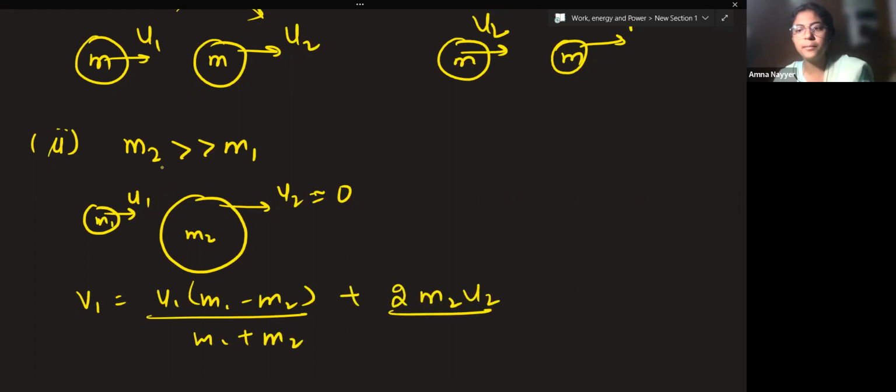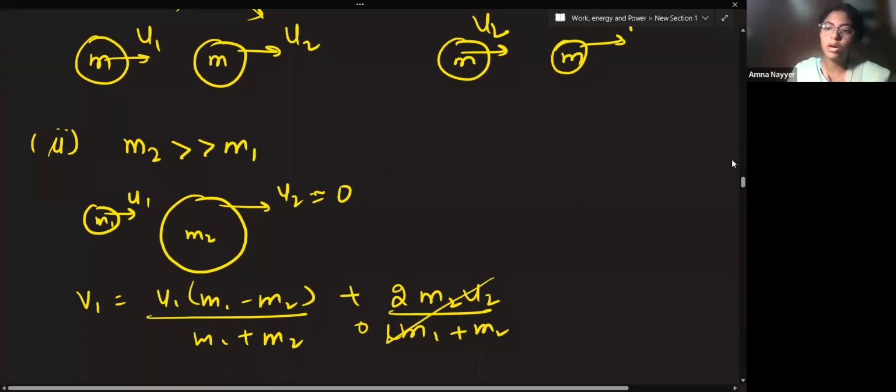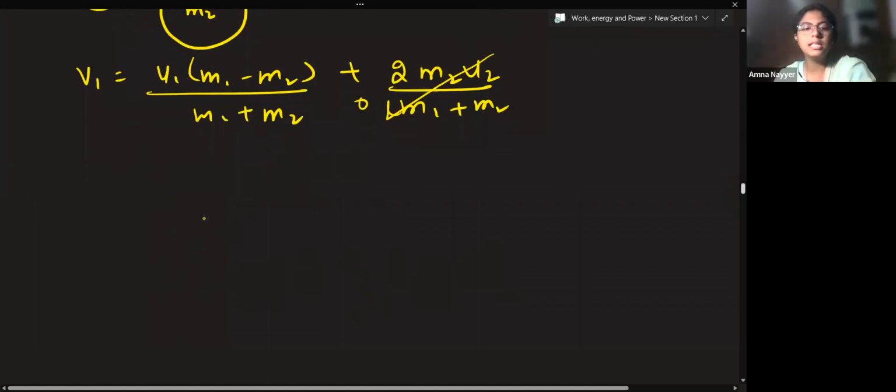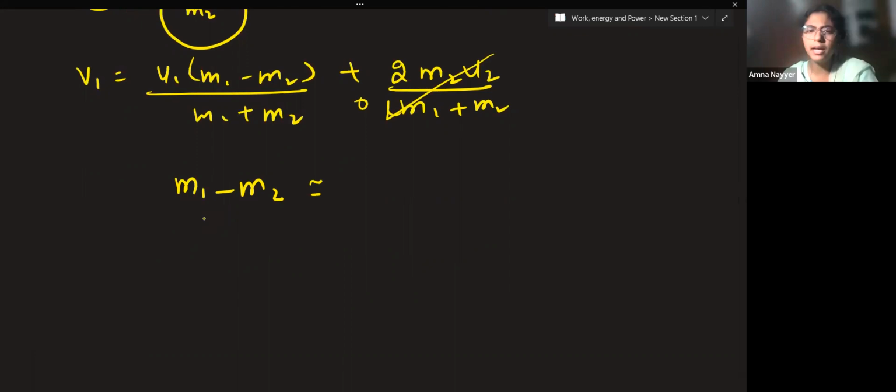U2 by (M1 plus M2). In this part, U2 is 0. So this entire term will become 0. Now, whatever terms are left, this can also be simplified. How? See, M1 minus M2. This will be almost equal to what? Almost equal to minus M2 only.